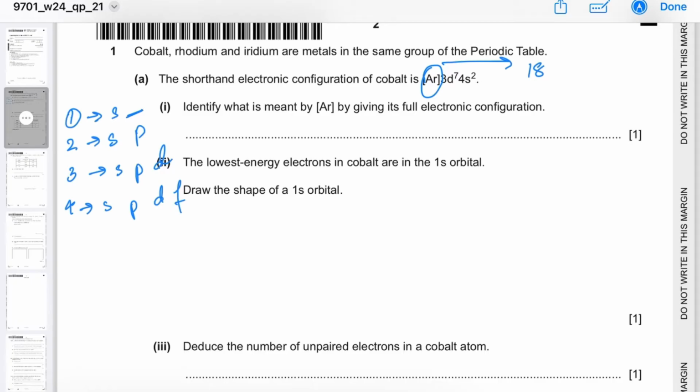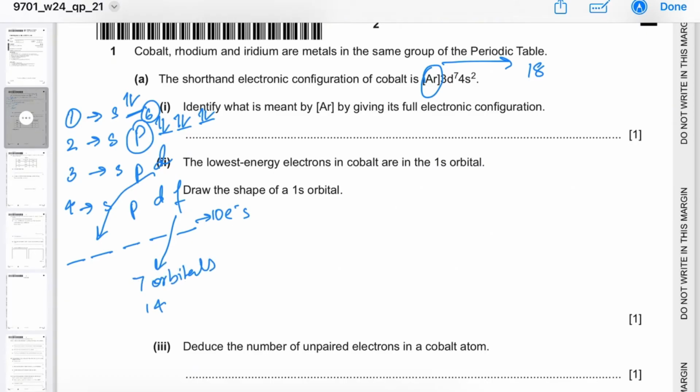Subshell S has 1 orbital and each orbital can carry 2 electrons with opposite spin. Subshell P has 3 orbitals, and since each orbital can carry 2 electrons, that means subshell P can carry a total of 6 electrons. Subshell D has 5 orbitals that carry 10 electrons in total. Subshell F has 7 orbitals that carry 14 electrons.